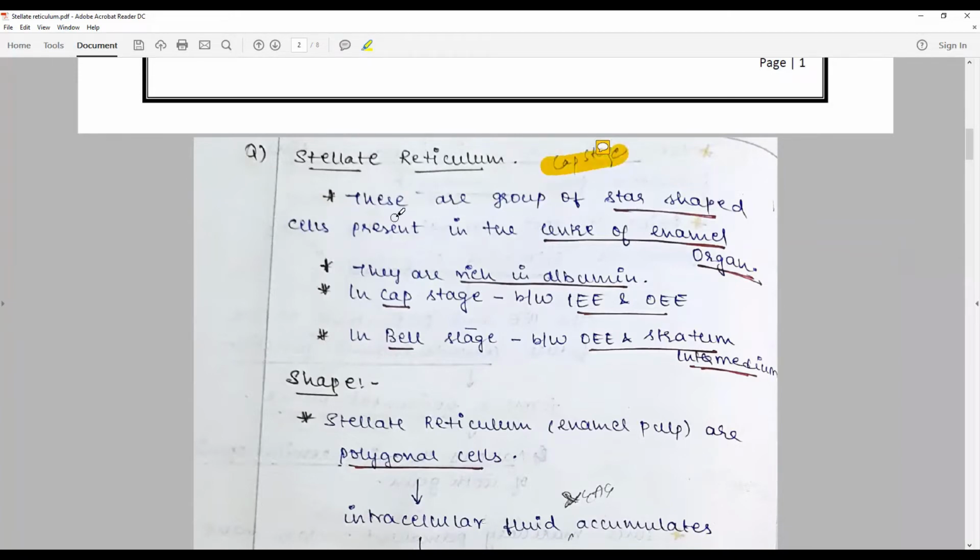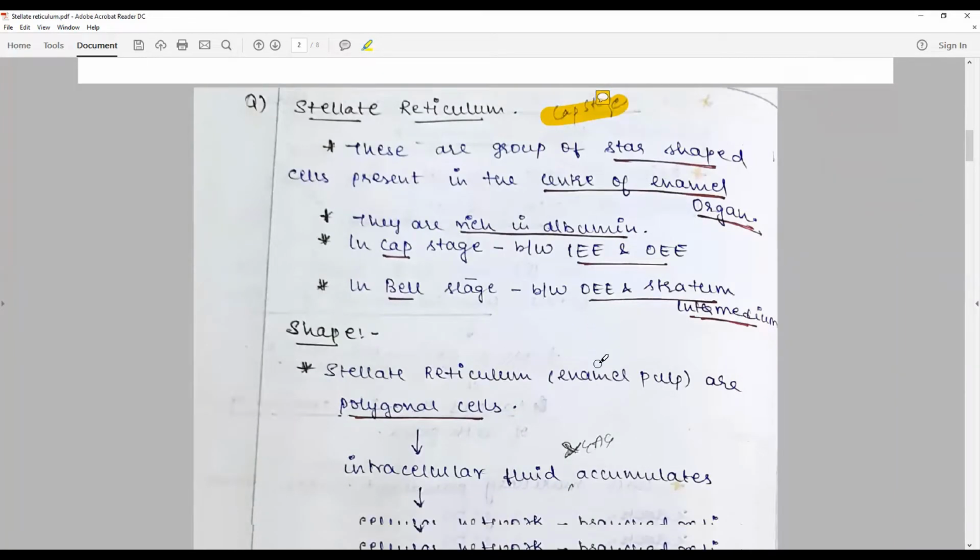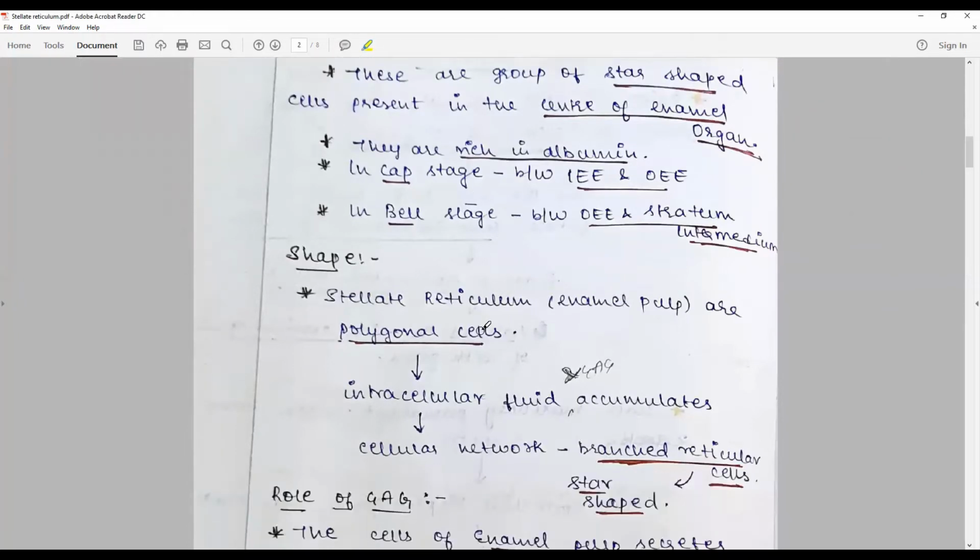These are a group of star-shaped cells present in the center of the enamel organ, which exhibit themselves in the cap stage of tooth development. They are rich in albumin, and in the cap stage, they are between the inner enamel epithelium and the outer enamel epithelium. In the bell stage, they are between the outer enamel epithelium and a transitionary structure called the stratum intermedium. They are also called enamel pulp, and are polygonal in shape.